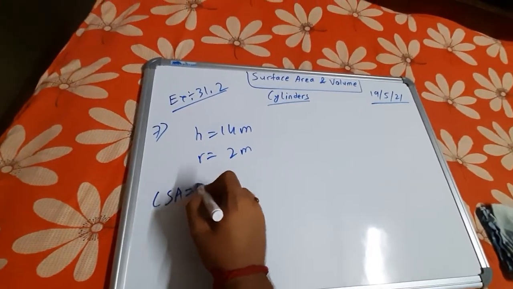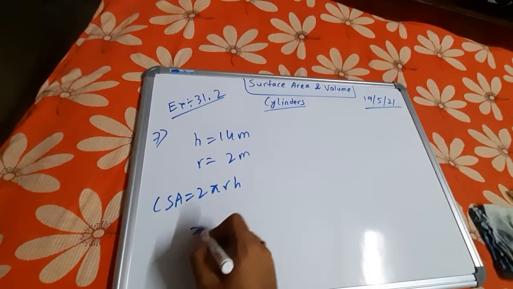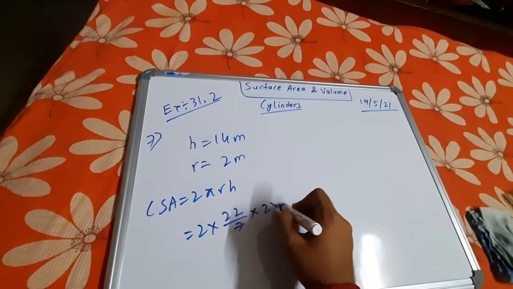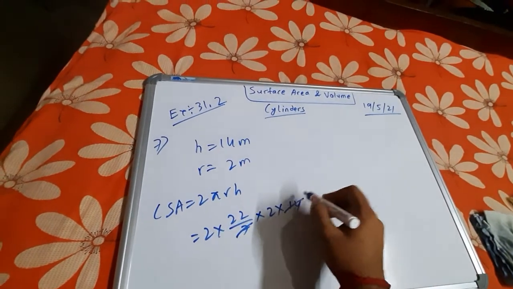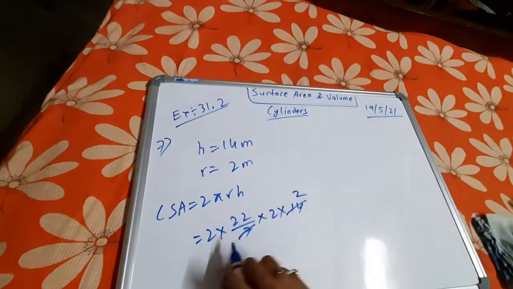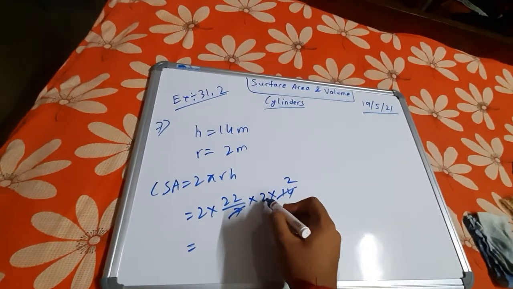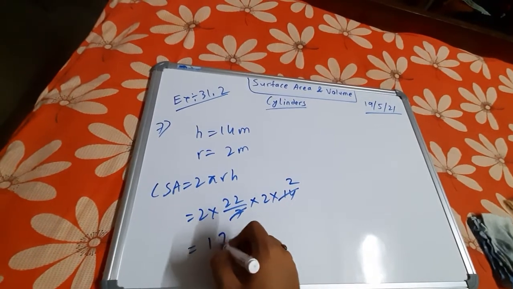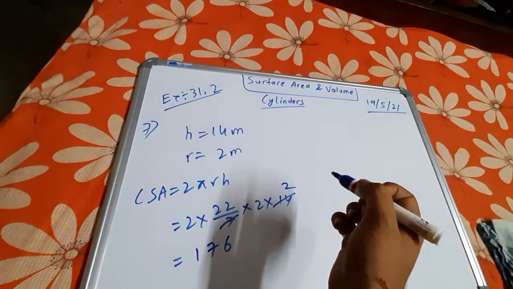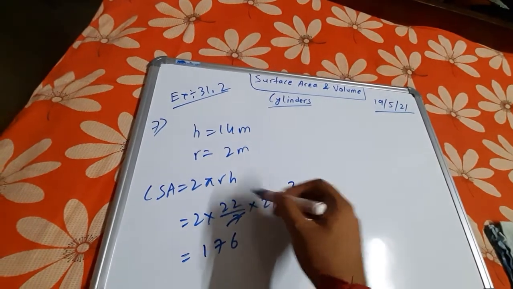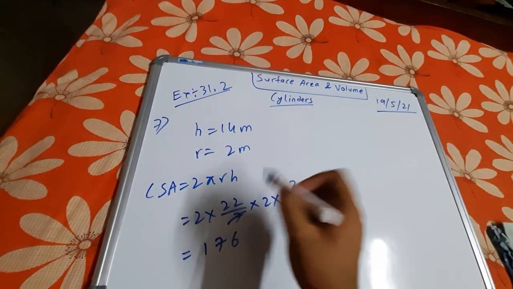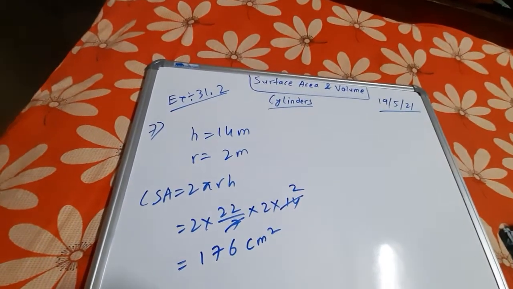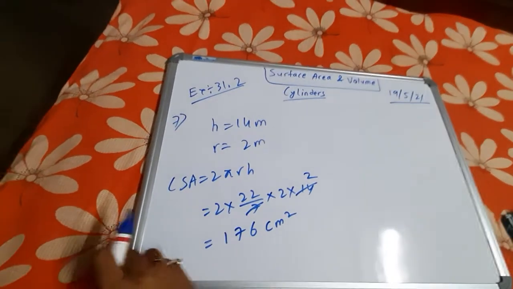Very simple. So 2 pi rh, let's put 2 into 22 by 7 into r is 2 and h is 14. Now 7 and 14 gone, so it's becoming 2. So 2 to the 4, 4 to the 8, 8 to the 16. So it will be coming 176 square units. This is the CSA.